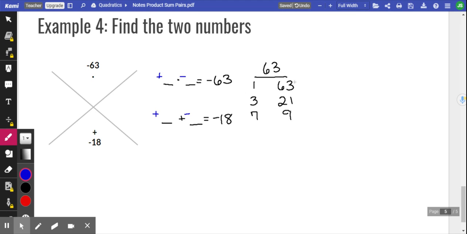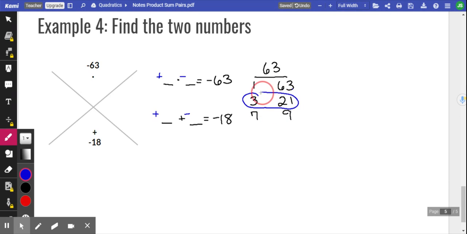So when we look at our factor pairs here, I can play with my signs a little bit. I can almost think about these as if I were to subtract them, would one of them get me an 18? Because we're dealing with one positive and a negative. So 1 and 63, if I subtract those, I'm either going to get a negative 62 or a positive 62. So that one's not going to work. If I subtract these, 3 minus 21 is negative 18. Wait a second. That's what I'm looking for.